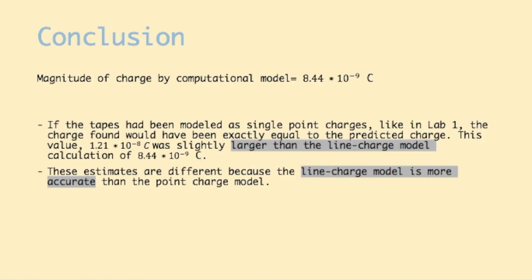This differed from the computation for just the regular point charge, which was 1.21 times 10 to the negative 8th coulombs. If they had been modeled as point charges, just like in Lab 1, the charge found would have been exactly what was predicted, rather than larger than the line charge calculation that I did find. These estimates are different because the line charge model is more accurate. Breaking up the charge into smaller pieces and finding the force at each piece based on the corresponding charge gives a more correct result than simply calculating one force and assuming it is consistent across the entire piece of tape.